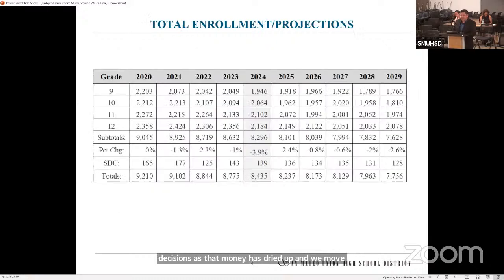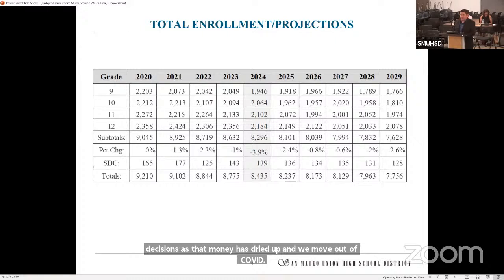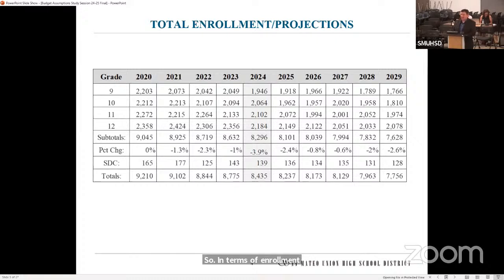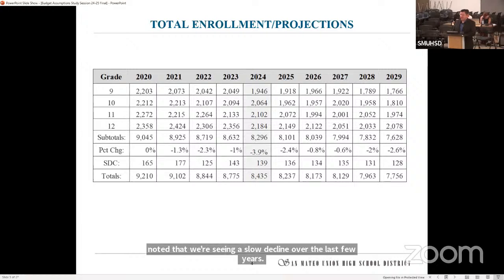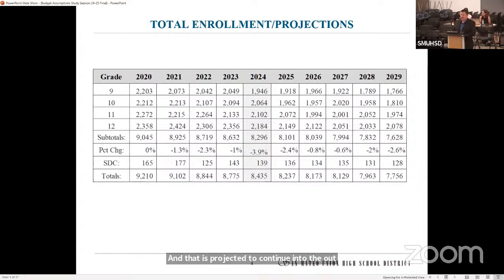So in terms of enrollment projection, we noted that we're seeing a slow decline over the last few years, and that is projected to continue into the out years. We're looking really mostly at about 1% to 2% a year on an average.